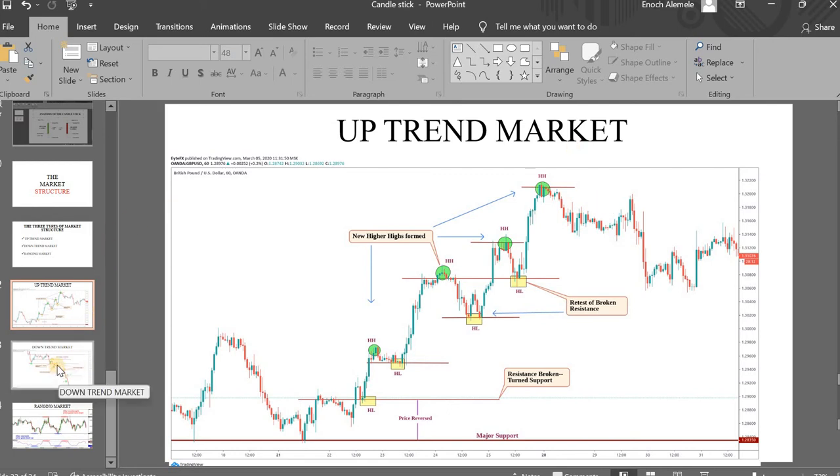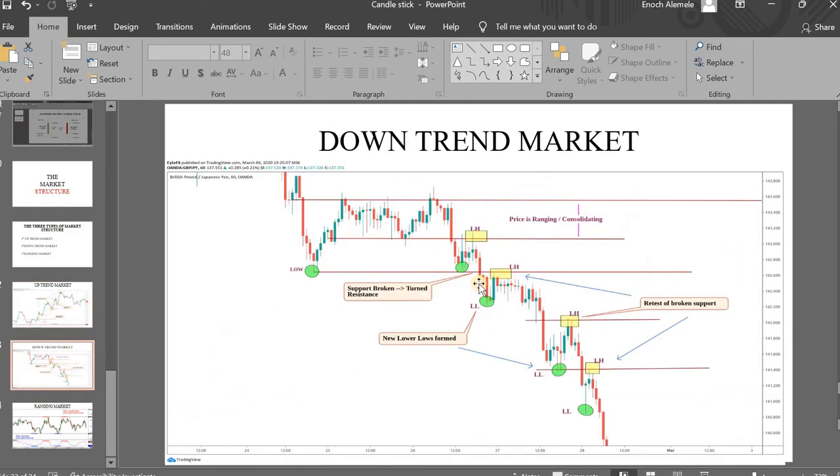I think we are taking so much time on this. Let me wrap up with the downtrend. It's the same thing. When it comes to the downtrend, you realize that price will be forming a higher low and then a lower low. As it moves, the impulsive move down is a lower low. Then as it retraces up, it forms a lower high.